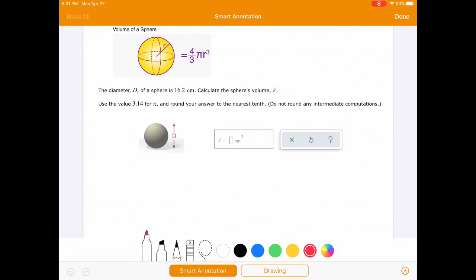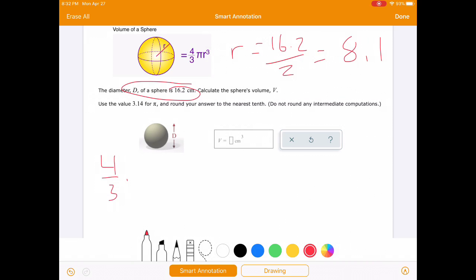This problem looks a little similar, but it is actually different because, and we're going to mention it again, the only thing we need is the radius. However, they're telling us the diameter. And just like the diameter of a circle goes all the way across the circle, the diameter of a sphere goes all the way across. So we have to cut that in half first. So the radius, we need 16.2 divided in half. That gives us 8.1 for the radius. So that's what we need to substitute in for r.